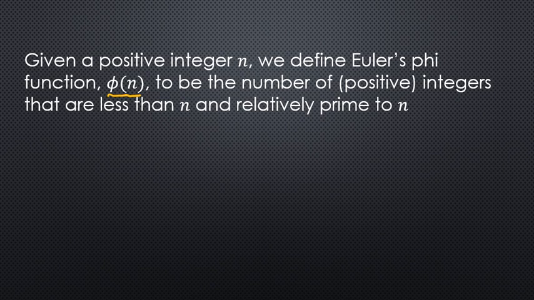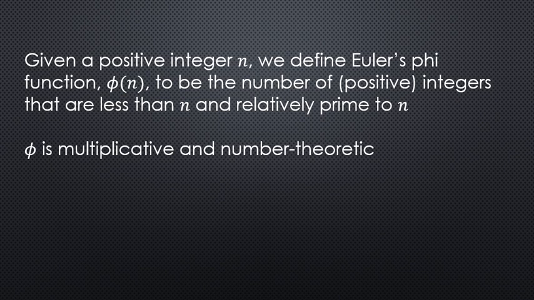And what Euler's Phi function, this phi of n, is, it is the number of positive whole numbers that are less than n and are relatively prime to n. So you give me some positive whole number n, based on how large or small that n value is, we could possibly list out all of the numbers that are less than n and relatively prime to n.